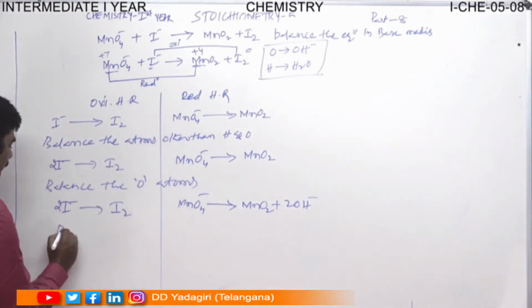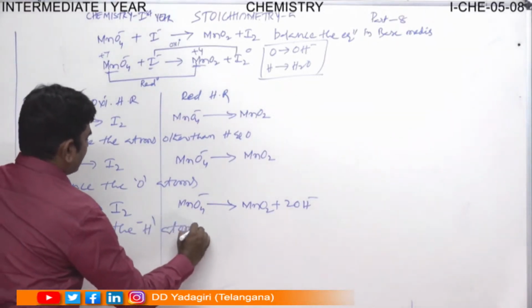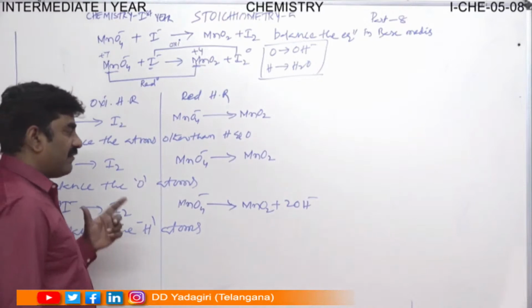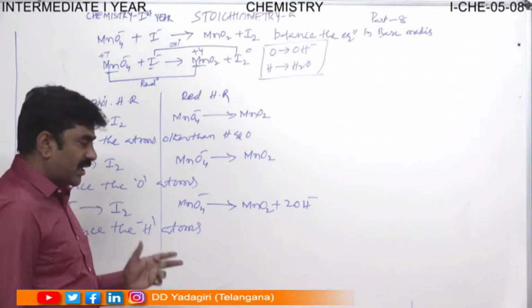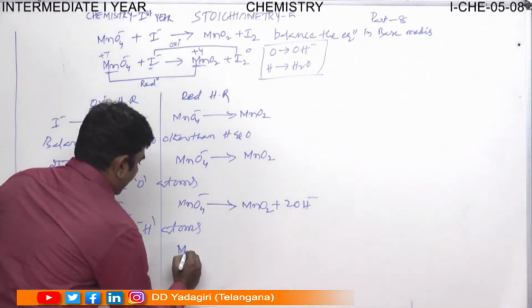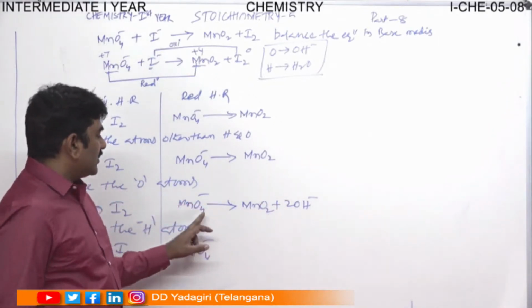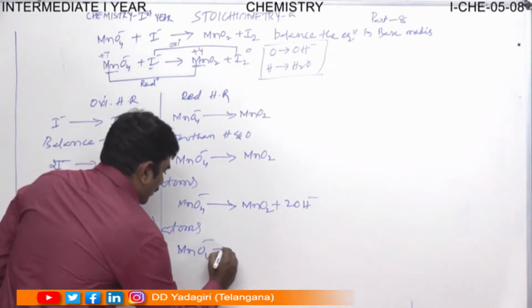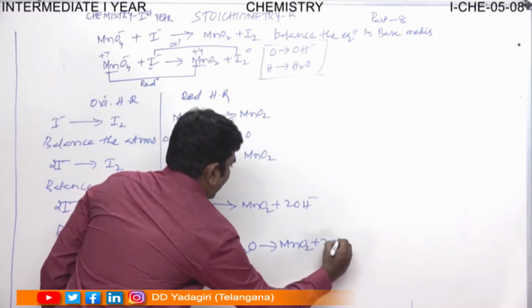Next, balance the hydrogen atoms. There is a small difference between acid media and base media. In acid media, while balancing oxygen and hydrogen atoms, you can get the direct answer, but here it is a trial and error method. So 2I minus will give I2. Here I am writing MnO4 minus, and on this side there are 2 hydrogens, so this side 2 hydrogens are deficient. Therefore we write 2 H2O, which gives MnO2 plus 2 OH minus.